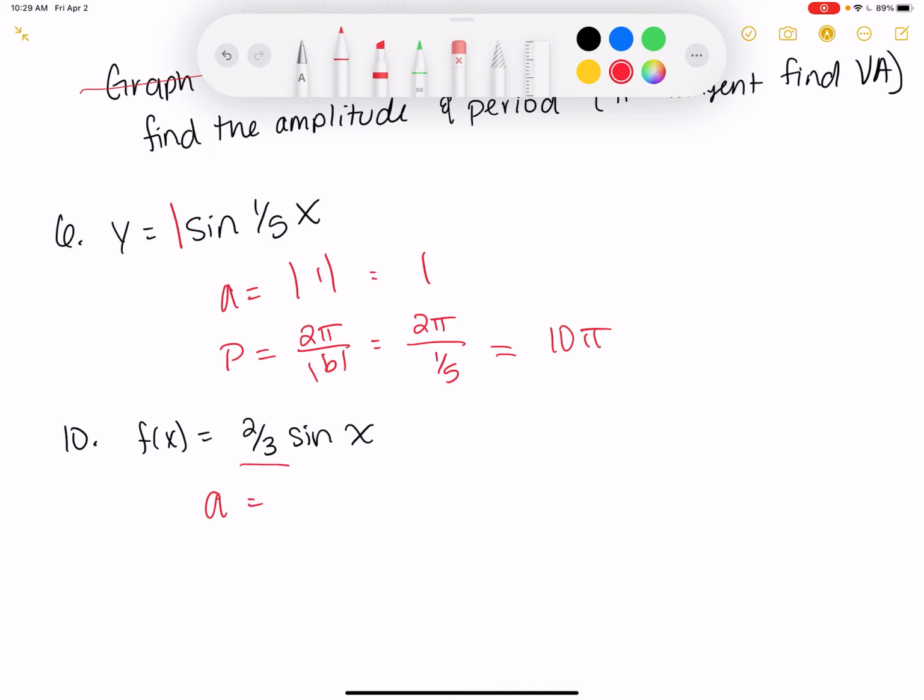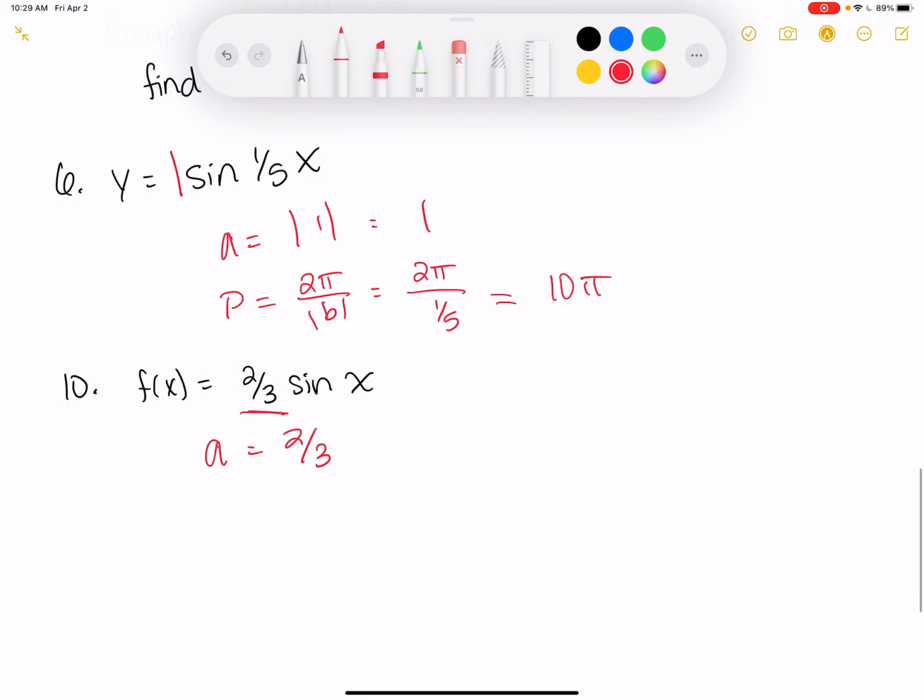2/3. Always what comes in front. So this is 2/3. Is there no B? B is 1. If there's no B that you see directly, remember there's a little 1 here. So 2 pi over 1, or just 2 pi. Yes. Now 14.2 does build on this.